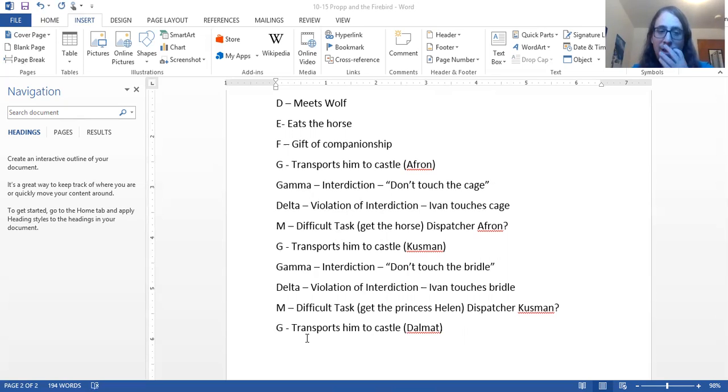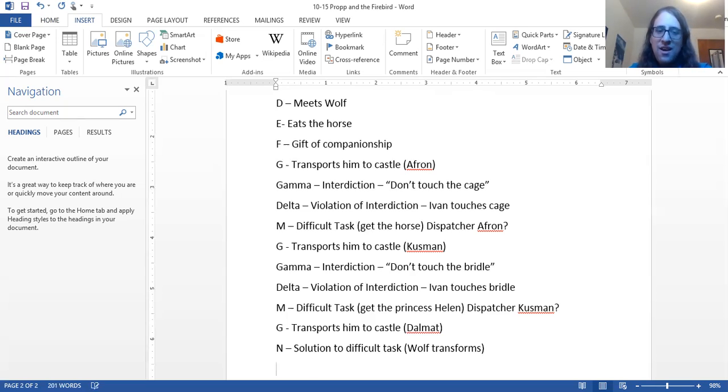Okay, so the wolf gives him help. And what do we want to call this help? The wolf transforms himself into Princess Helen. I'd call this N, solution to the difficult task. I don't know if we know if the wolf is a guy. Sometimes the wolf is described as it. The wolf transforms into Helen so as to allow Ivan to seemingly give Helen to Kuzmin, but keep her for himself.